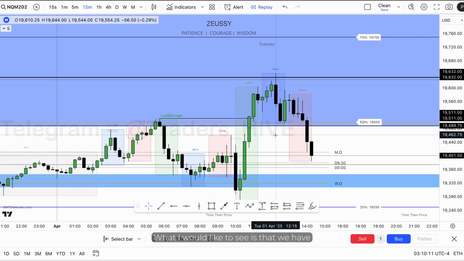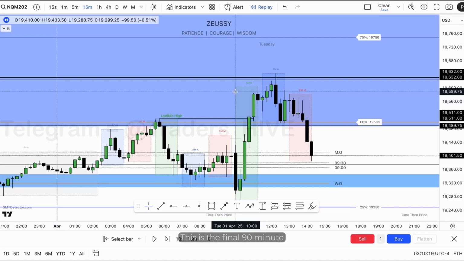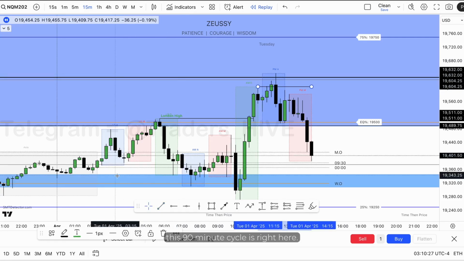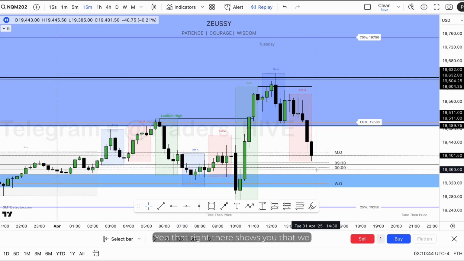What I would like you to see is that we have this green shaded box. This green shaded box represents the 90-minute cycle from 10 to 11:30 a.m. This is the final 90-minute cycle of the morning session. Notice that the high of this 90-minute cycle is right here, meaning this is the AM high. Do you see how at 11:30 a.m. we opened up for lunch, ran the AM high, reached that RECB, and we then saw the market eventually roll over? Yep. That right there shows you that we purged the AM high and we then reverted towards the low.